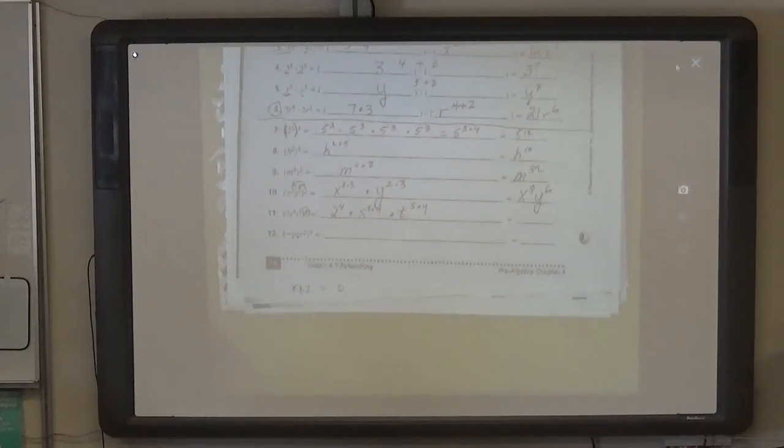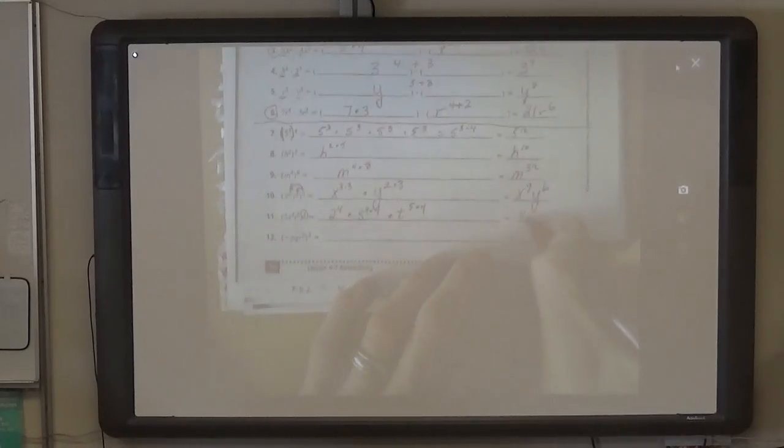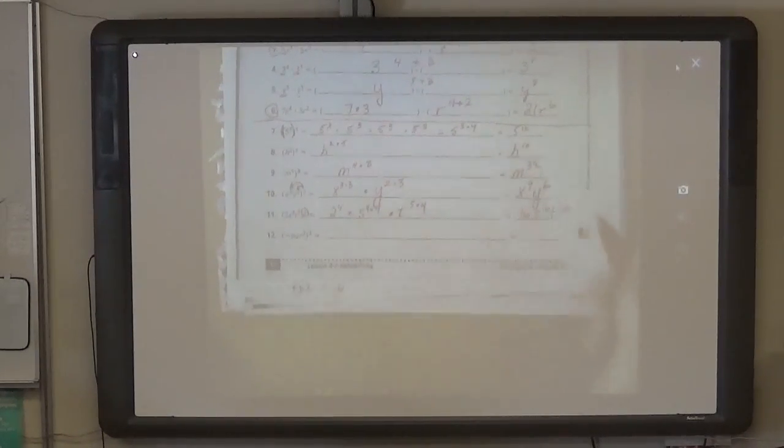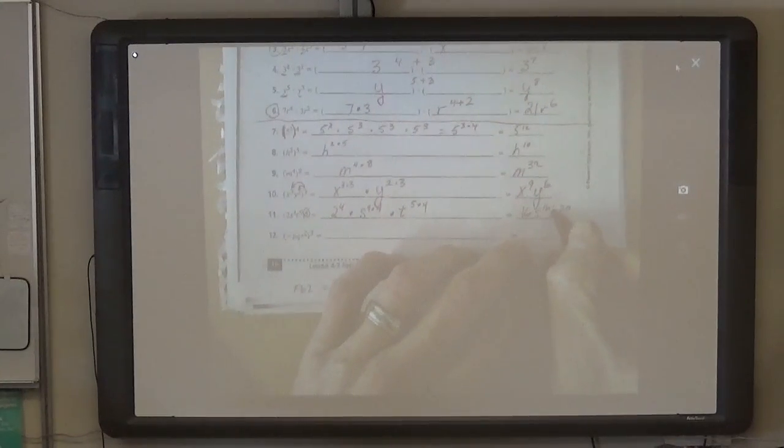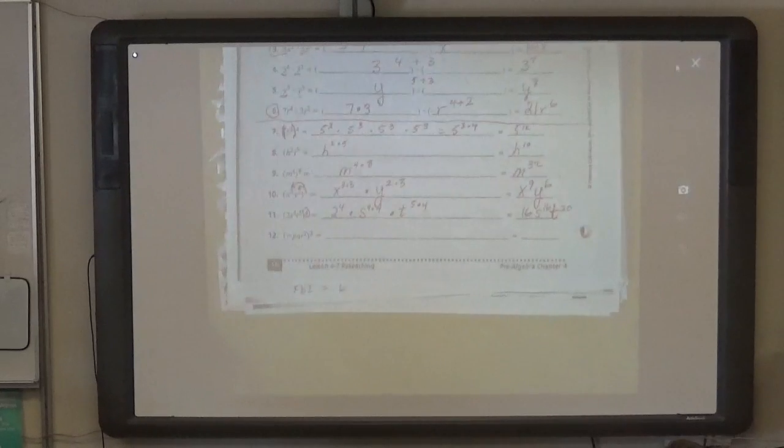Just a practice. So this is 16 s to the 16th times t to the 20th. 16 s to the 16th t to the 20th. Yeah, it looks like plus 20. Oh, I'm sorry. That's why I don't like t as a variable, because it looks like a plus. How about if I make it curl? How's that? Beautiful.